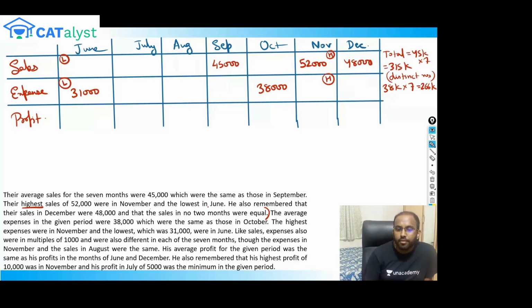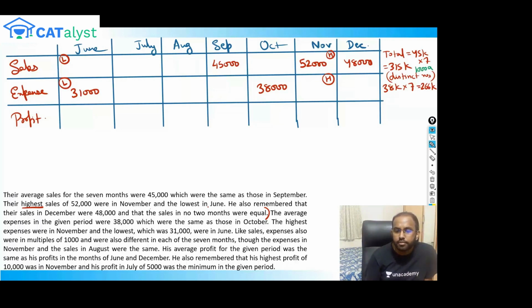Like sales, expense also were in multiples of 1,000 and also were different for each of the 7 months. That means all the data are different here. So all are distinct numbers and all are multiples of 1,000. Since k is already used, you can just put here 1,000a. That means multiples of 1,000.